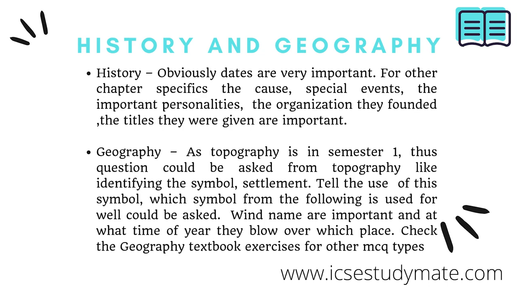History and geography. History, obviously dates are important. For other chapters, the cause, special events, the important personality, the organization they found, the title they were given are very important. All in all, summarize all the facts of the chapter in history as well as in civics, because the dates, the years, the incident, the cause, the event, the foundation, and all the founders and important personalities and what happened when. All of this has to be summarized nicely.